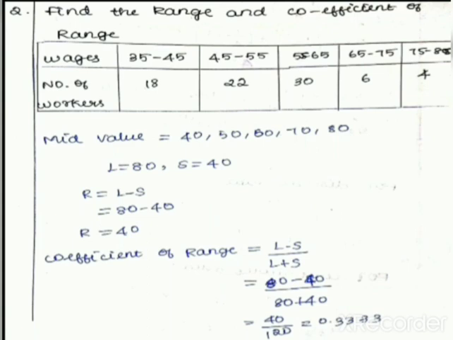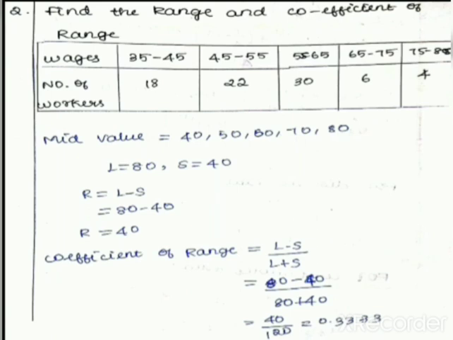Our next example is find the range and coefficient of range. The data are given below. In this, wages and number of workers are given. In wages, the data are class intervals. So you have to find first the mid value. You know how to find mid value. So the average of the first class interval is 40 and second class interval is 50 and then 60, 70, 80.